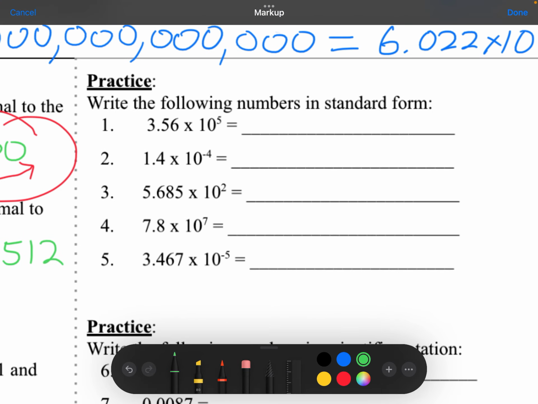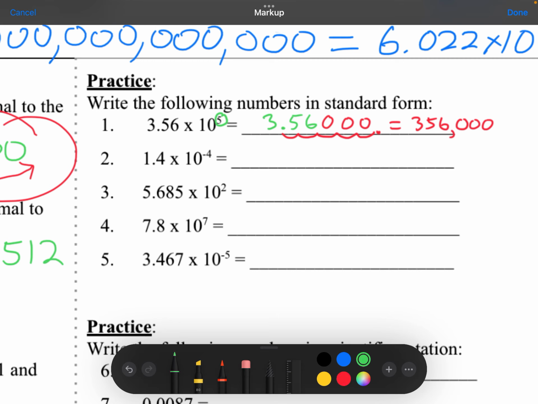In our first practice problem, we have an exponent, positive 5. That tells me that I'm going to move that decimal place 5 places to the right. So I have 3.56. I'm going to move that decimal place 1, 2, 3, 4, 5 spaces over to the right. I'm going to fill in those missing spaces with zeros, and my new answer is 356,000.